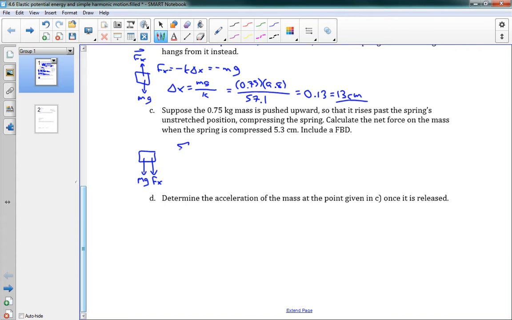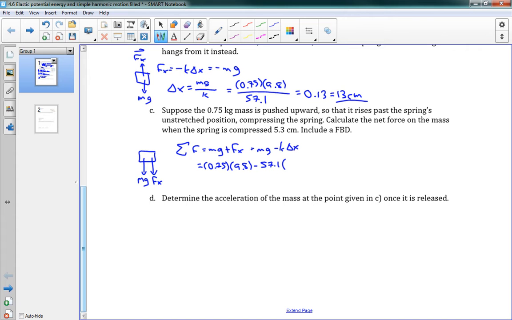So we can say net force is equal to mg plus Fx. Remember, our Fx is equal to negative k delta x. Okay, good. So we'll plug in some numbers now. So we have m is 0.75 times 9.8 minus k, which is, if I just look above here, is 57.1.